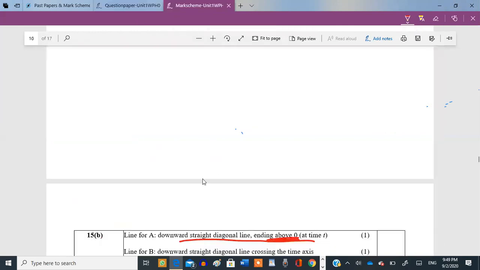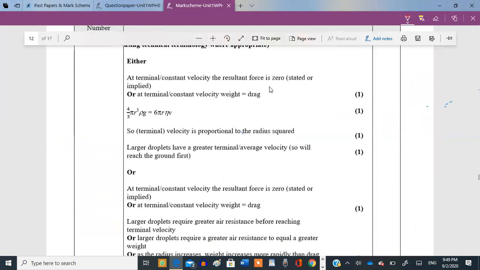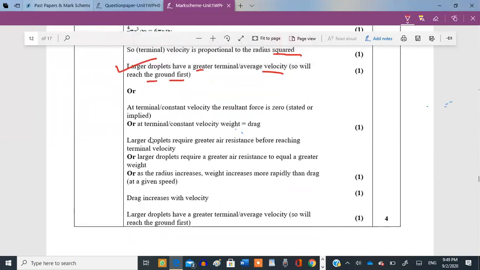Okay, let's compare it to the mark scheme. At terminal velocity, resultant force is zero. Yes, we've implied that part. So terminal velocity is proportional to the radius squared. Larger droplets have greater terminal velocity, reach the ground first. We did mention that point, but what about the other points?